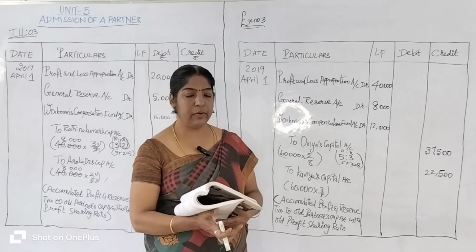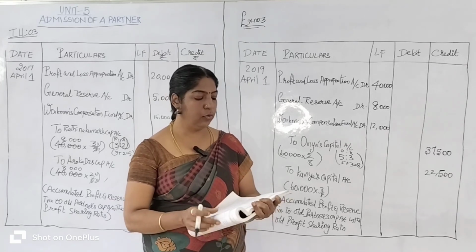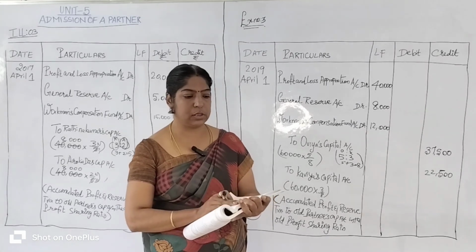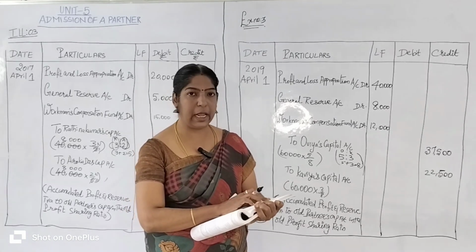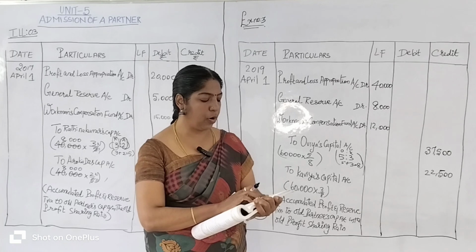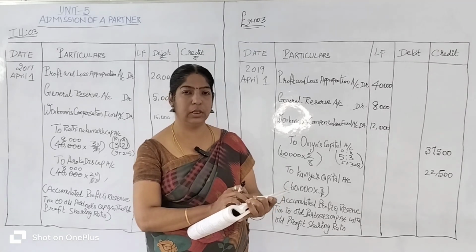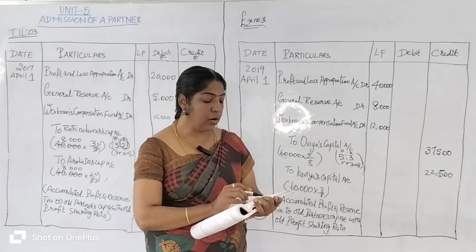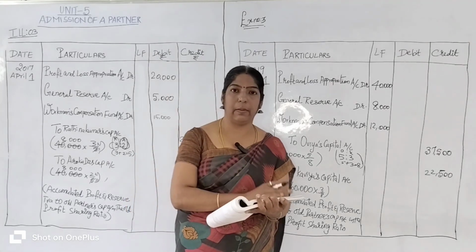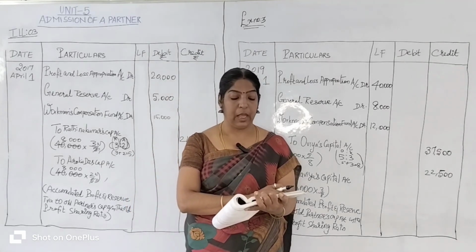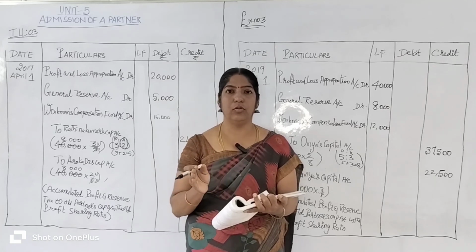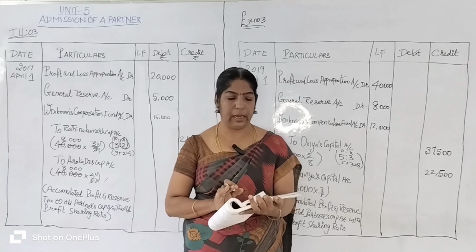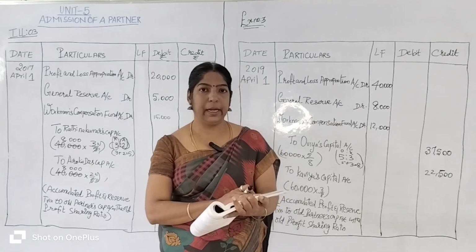Okay, so what do we have to do? First we have to check whether the firm gets profit or loss. First we are going to check the liability side. On the liability side we have the profit and loss appropriation account, so the firm gets profit. How do you know? If the profit and loss appropriation account is on the liability side, it is a profit. If it is on the asset side, the firm gets a loss. So the firm gets profit.